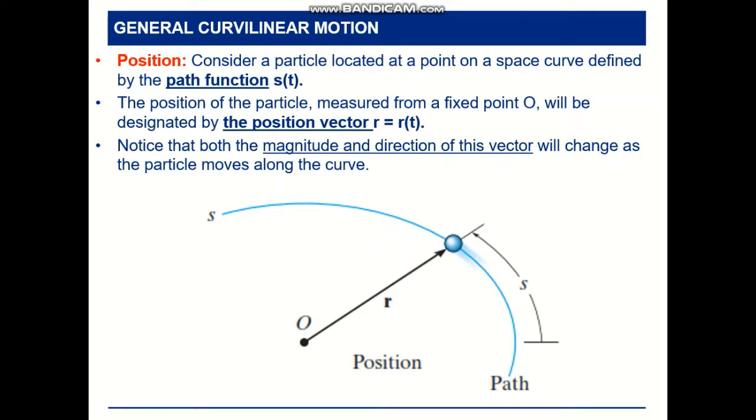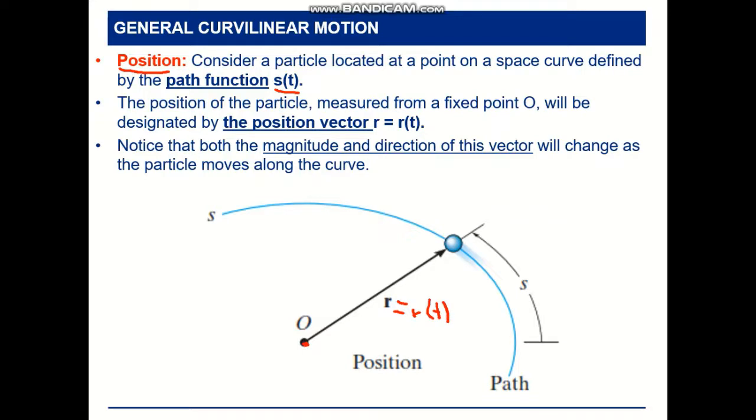The first variable is position. Position is considered for a particle located at a point on a space curve defined by the path function, which is s(t). So it changes the position with time, it is a function of time. The position of the particle is measured from a fixed point O, which is here at the curve, the center, or wherever you will locate it, and will be designated by the position vector, which is r equal to r(t).